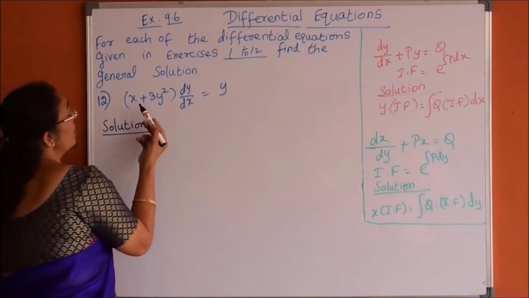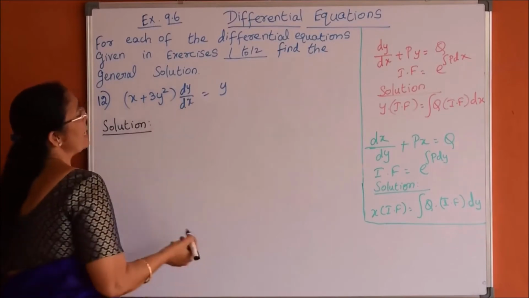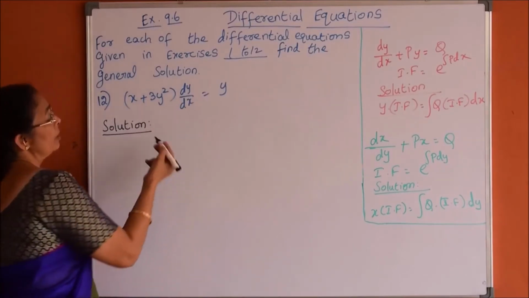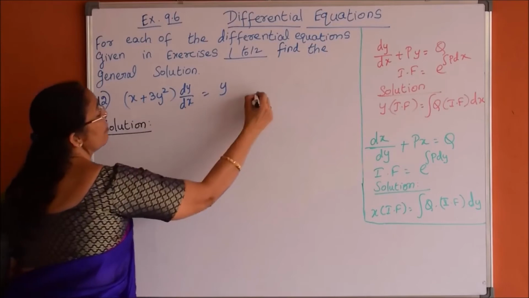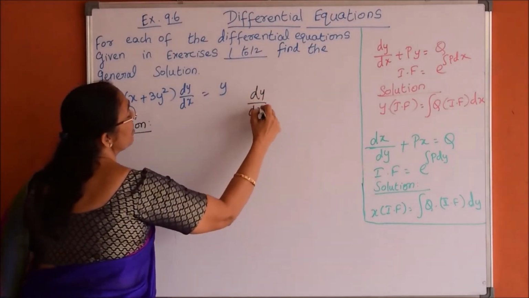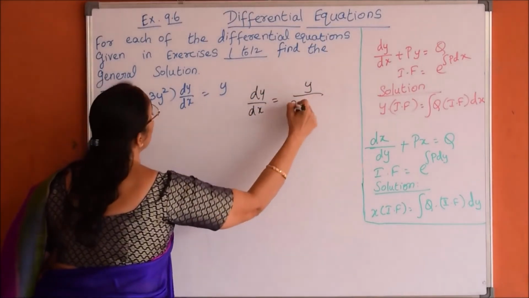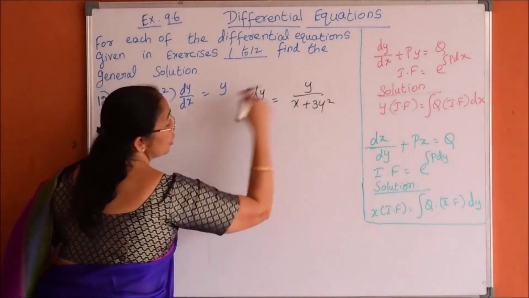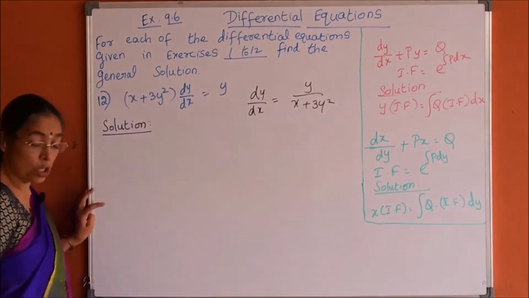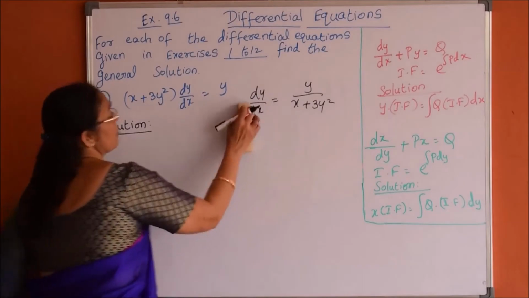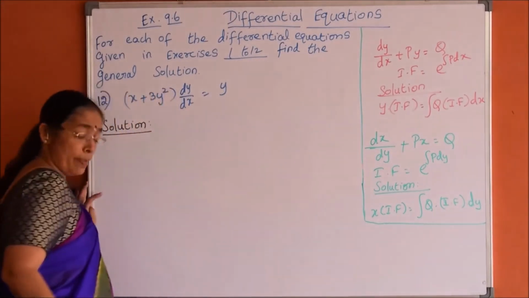12th problem, x plus 3y square dy by dx is equal to y. So, if I try dy by dx in this, we will get dy by dx is equal to y by x plus 3y square. So, it will not take any of this form. So, instead of trying dy by dx form, let us try dx by dy form.